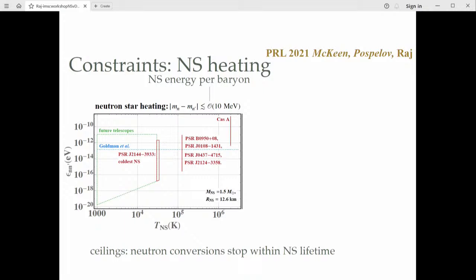So here are some constraints on this mechanism. On the x-axis is the temperature of neutron stars that have been observed. Y-axis is a proxy for the mixing angle between neutrons and dark neutrons. Okay, this is the off-diagonal element basically. So the blue line up here was the strongest constraint before I got into this. That comes from looking at binary pulsars. But as you can see, you can go down orders of magnitude using neutron stars. These are the ranges that can be constrained.